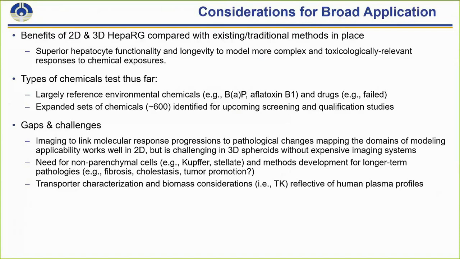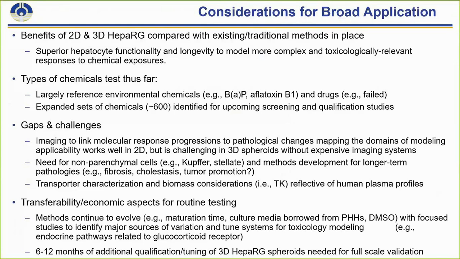We also need to do a better job in characterizing metabolism and transport in the 3D spheroids. As I mentioned earlier, we want the TK to model and reflect human plasma profiles of clearance and metabolite formation. And so we need to consider the biomass of a single spheroid and maybe increase the number of cells and reduce volumes to get closer to the allometric scaling of humans if we hope to have an improved quantitative translatability of our potencies. And then finally, transferability and economic aspects.